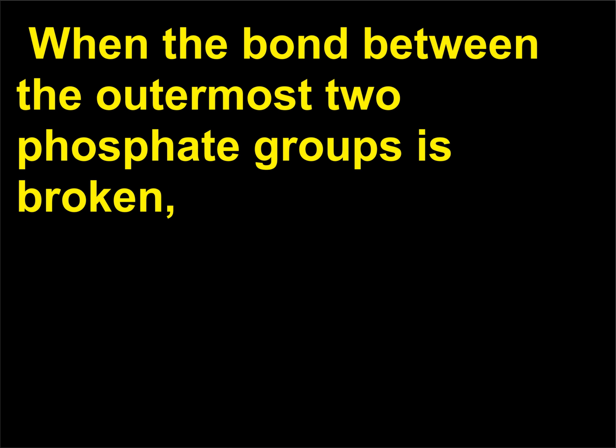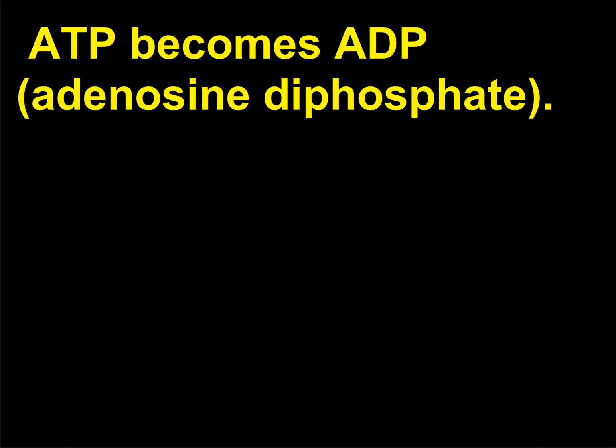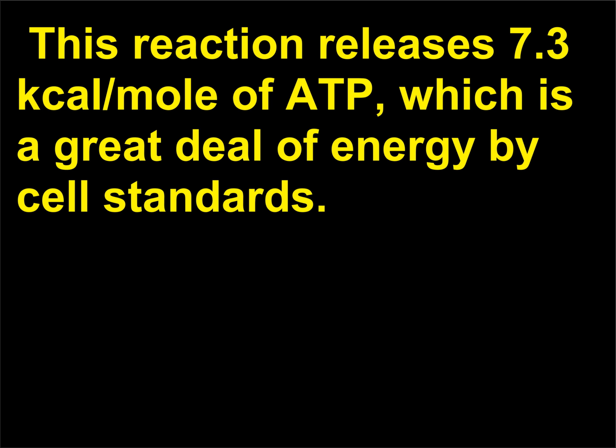When the bond between the outermost 2 phosphate groups is broken, ATP becomes ADP, adenosine diphosphate. This reaction releases 7.3 kcal/mol of ATP, which is a great deal of energy by cell standards.